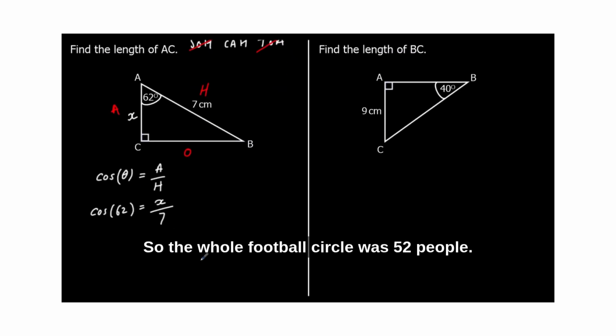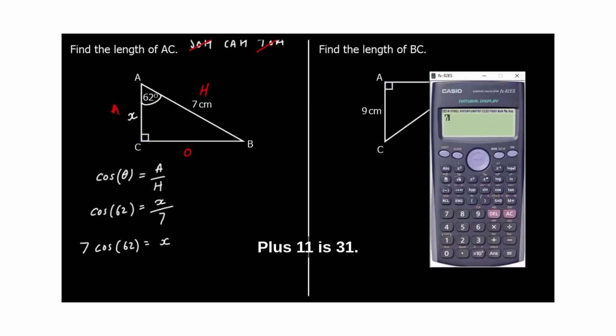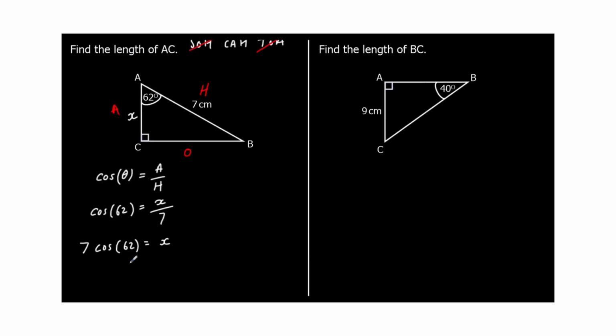So let's get X by itself, and to do that we multiply both sides by 7. So we'll have 7 times cos 62 equals X. So 7 times cos 62 is 3.29. So X is 3.29 centimeters to 2 decimal places.